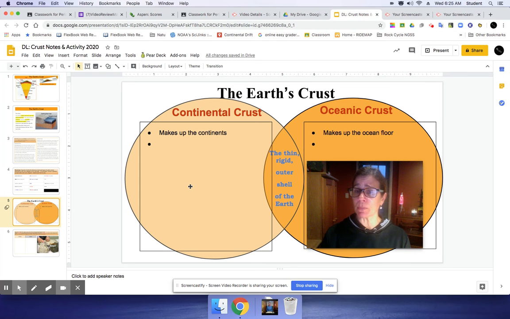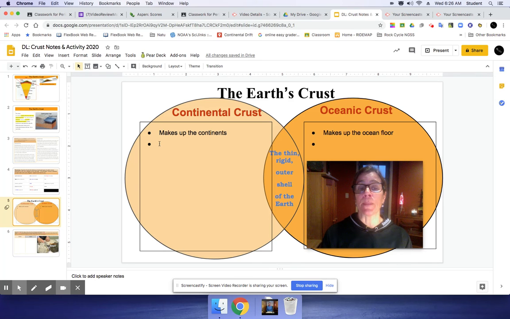And this is going to be really easy for you because I've inserted text boxes in the Venn diagram. And let's really go over what a Venn diagram's purpose is. It's really to both compare and contrast two ideas. So here we have the big idea, the Earth's crust. We know that there's a continental crust and an oceanic crust. We know that where the Venn diagram actually intersects in the middle, that's where similarities would be placed. And I've already written the one similarity that I want you to know. Both the continental and oceanic crust make up the thin, rigid outer shell of the Earth.